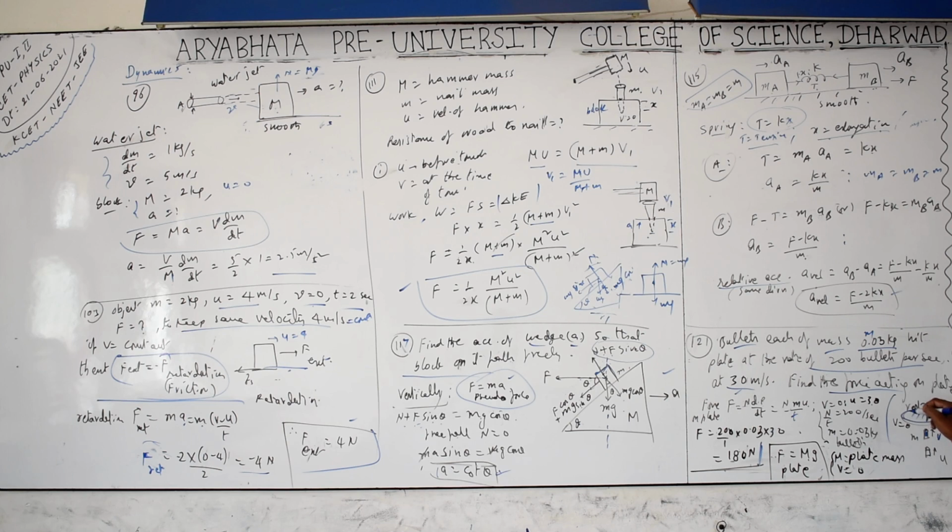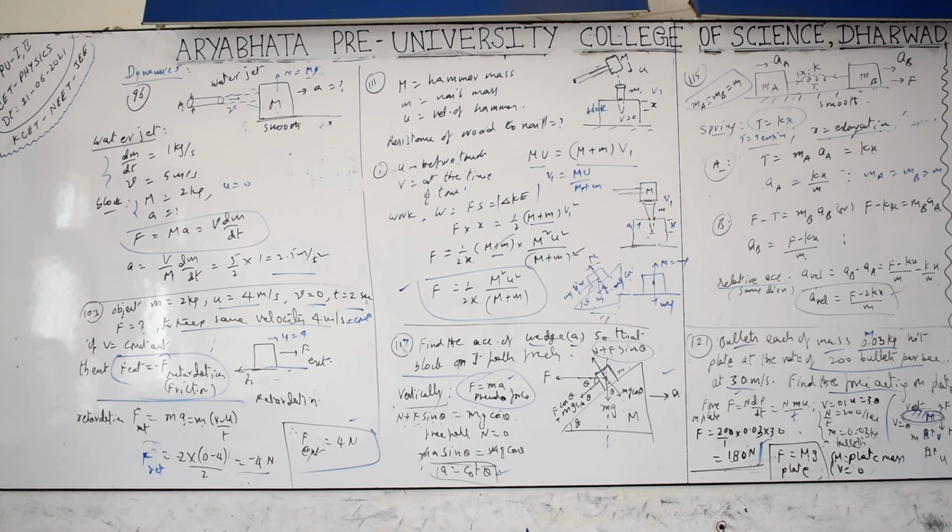So in these cases, final velocity of the bullet 0 means whatever force is exerted here is supposed to equal the weight. Upward force is balancing the weight of the plate, so it equals mg. G is 10, so you can calculate the mass of the plate. This F by g is nothing but equal to m.